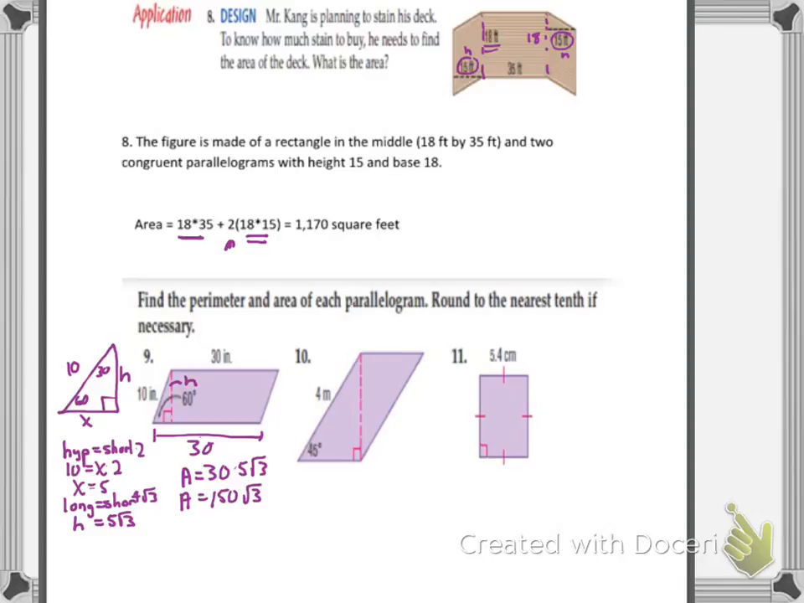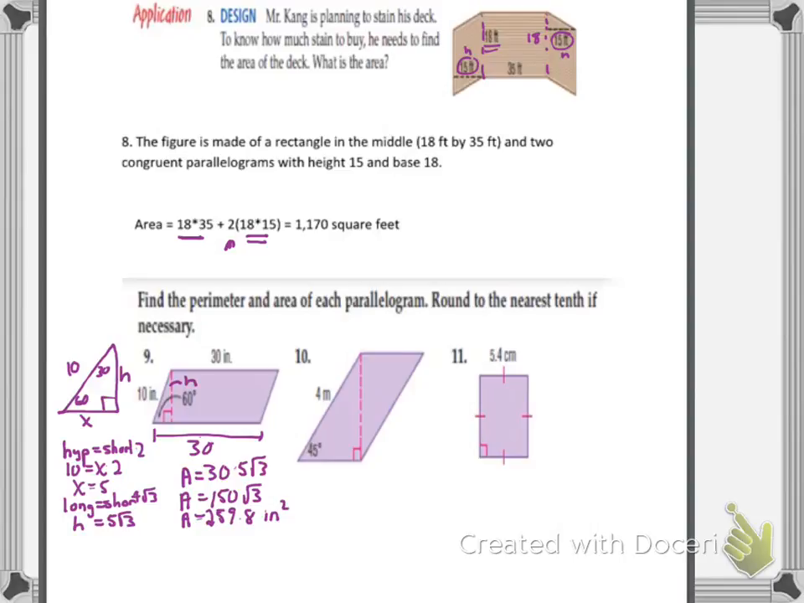Now when I type this guy into my calculator, I'm going to type it in as 150. Now on some calculators you need to say times the square root of 3, others just 150 square root 3 works. So you have to see what works on yours. And to the nearest tenth, this is 259.8. And that would be square inches.